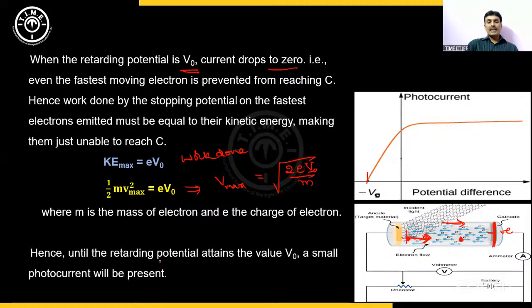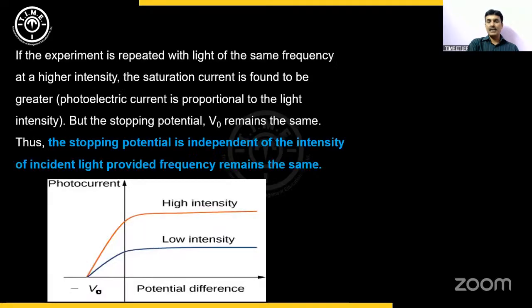So until the retarding potential attains a value V naught, there is a small magnitude of current as shown here in the graph. Once it reaches the negative potential V naught, the current drops to 0. At V naught, no electron is able to reach the anode. If there are no electrons flowing through the circuit, no current is established. The microammeter reads 0. So photoelectric current becomes 0 at V naught, the negative potential. That is called stopping potential.